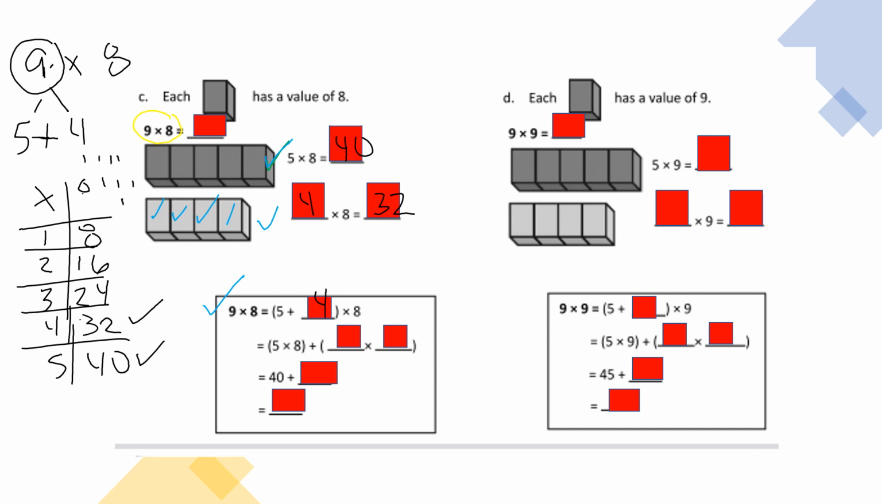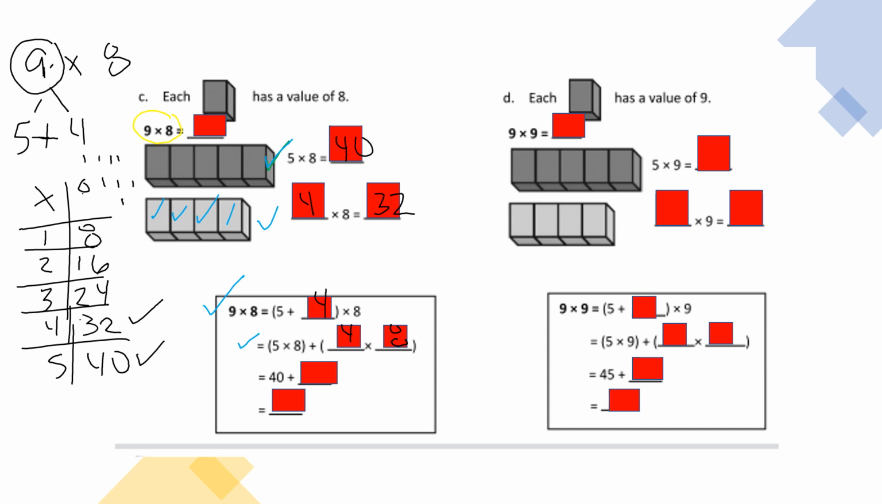Now let's look at that second line. Again, we're going to be writing in the two equations that live inside of 9 times 8. So it says 5 times 8 plus blank times blank. We know that we should fill in those blanks with a 4 and an 8. So we have 5 times 8 plus 4 times 8.